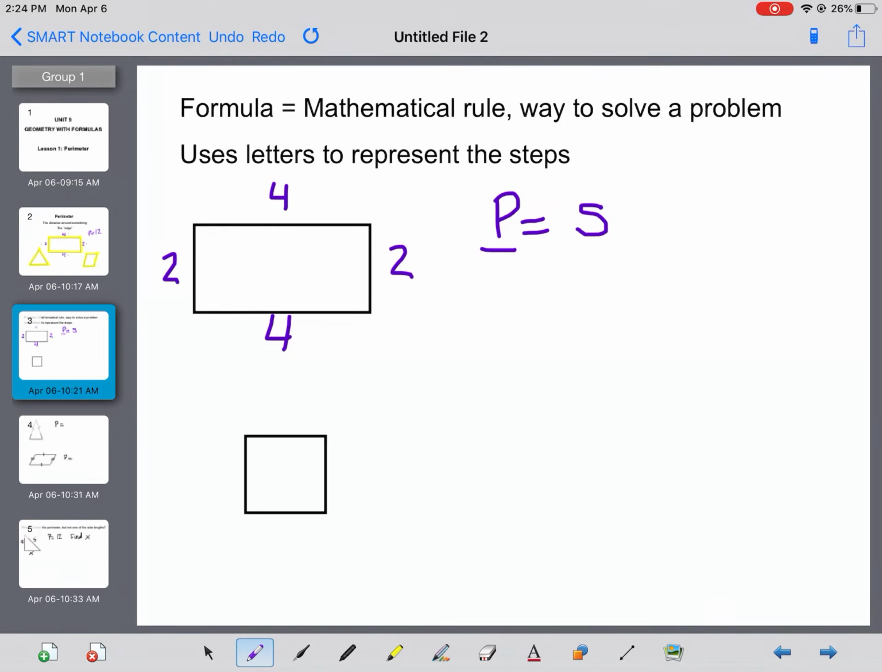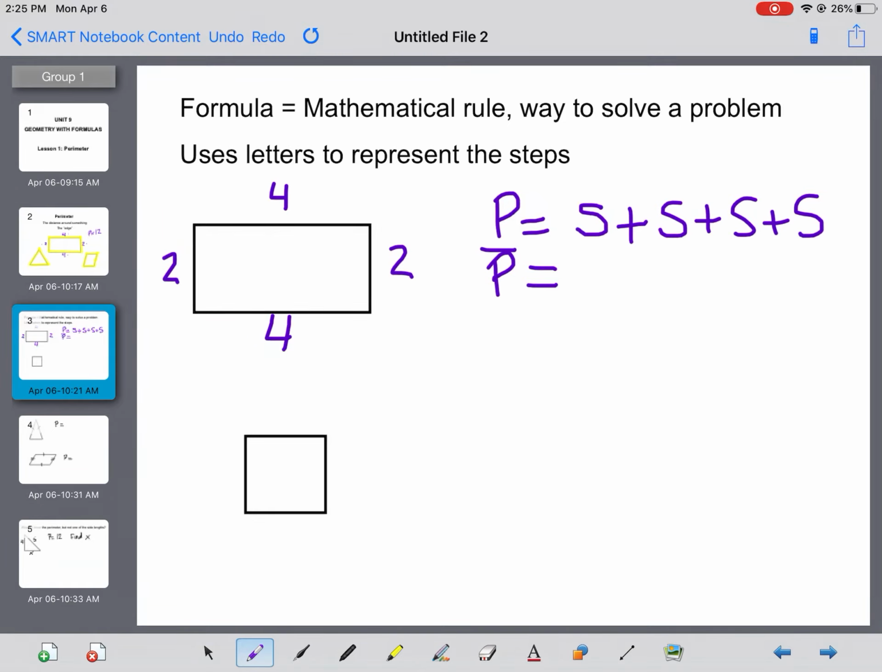And what we are going to do is we're going to take a side measurement, represented with an S, and add and add and add 4 sides together. So the formula for perimeter of a rectangle could be expressed as perimeter equals S plus S plus S plus S. Okay, so the first step is writing the formula out. And those letters are just telling us what we have to do. They're just telling us the steps to find perimeter.